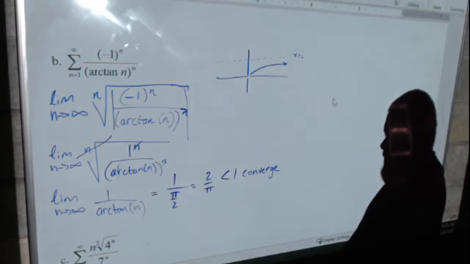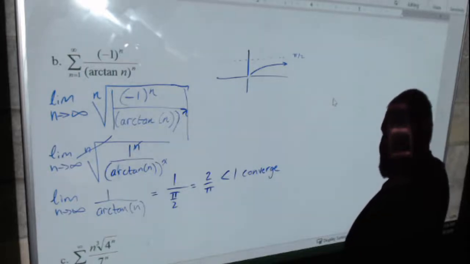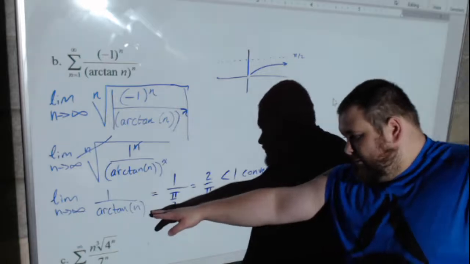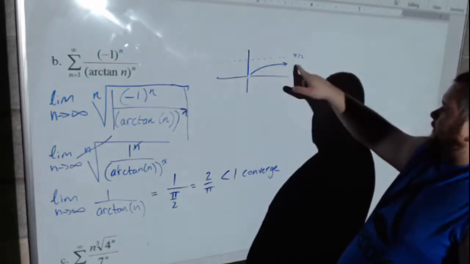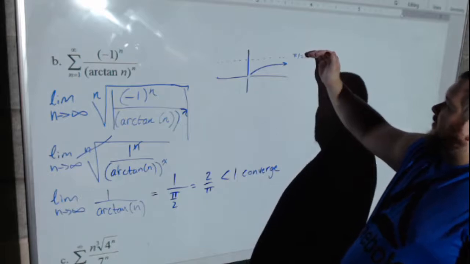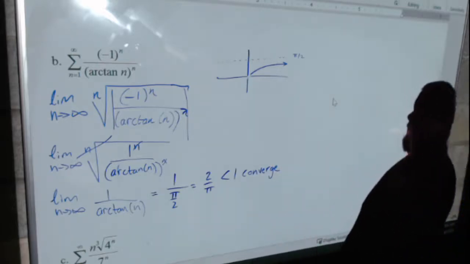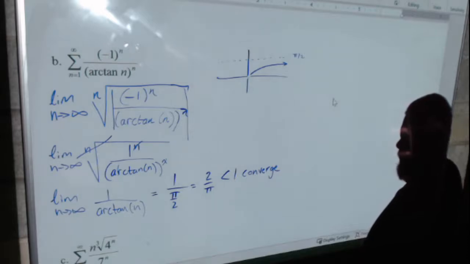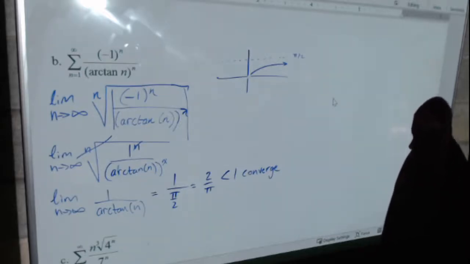Why is the arctan of n equal to pi over 2? So that's just by the graph, right? Arctan gives you this curve here, and it is bounded by two asymptotes, which are pi over 2 and negative pi over 2. Okay, we go with that one.